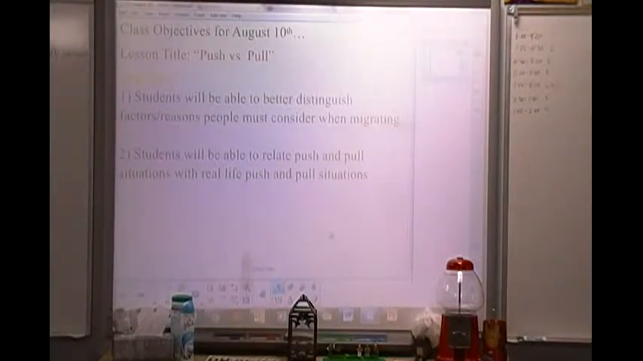Okay, the second thing I want you to understand before class is over, that push and pull situations happen every day in our life. And I want to just kind of show you in your life to help you remember, okay? Here we go.